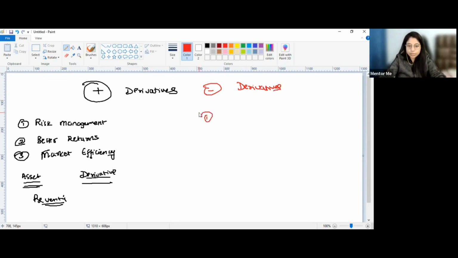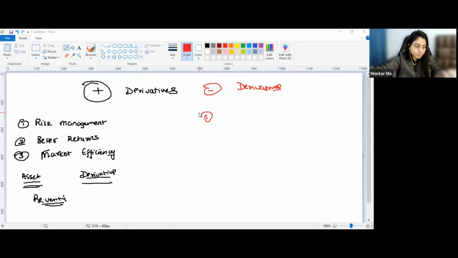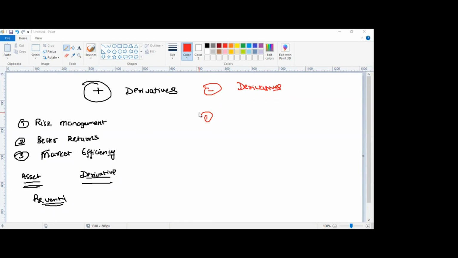Any negative point you can think about? One negative point is the market can be illiquid in terms of the bid ask. Derivatives can be less liquid in terms of the bid ask price. So the ask price might be higher than what the bid is, and there might be a significant difference in that.